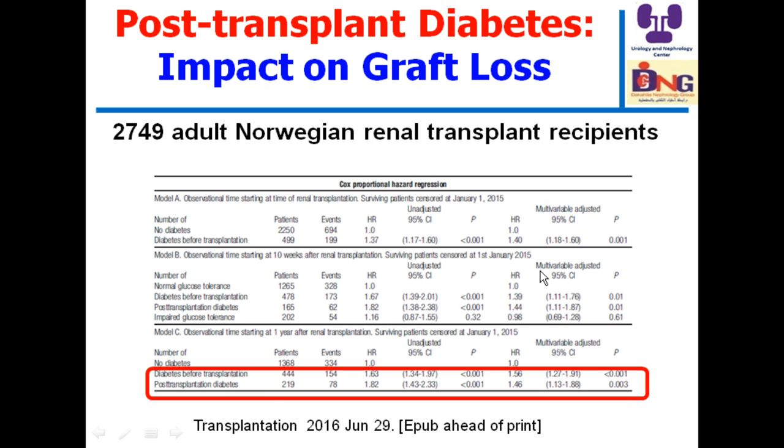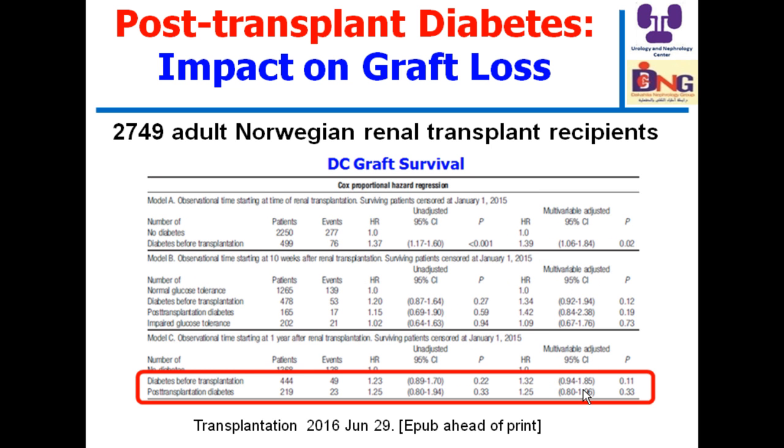And after 1 year of transplantation, if you look, the presence of diabetes before transplantation and the development of new-onset diabetes after transplantation, or post-transplant diabetes, both of them were associated with impaired or lowered graft survival. So the presence of diabetes after transplantation is bad news.